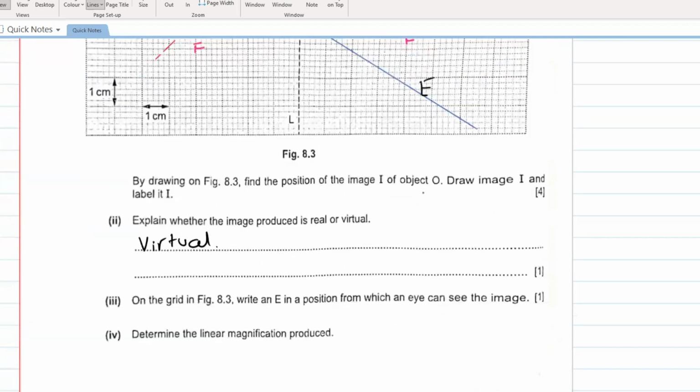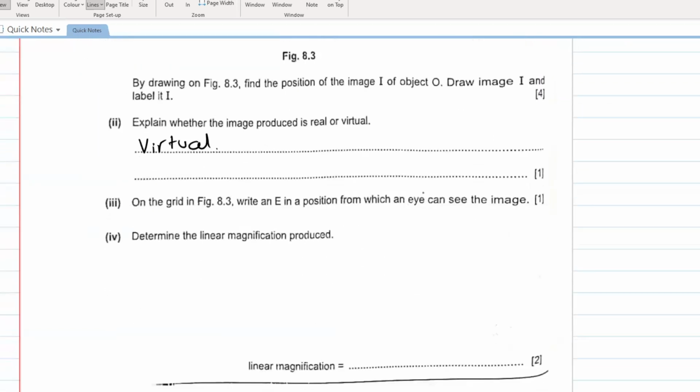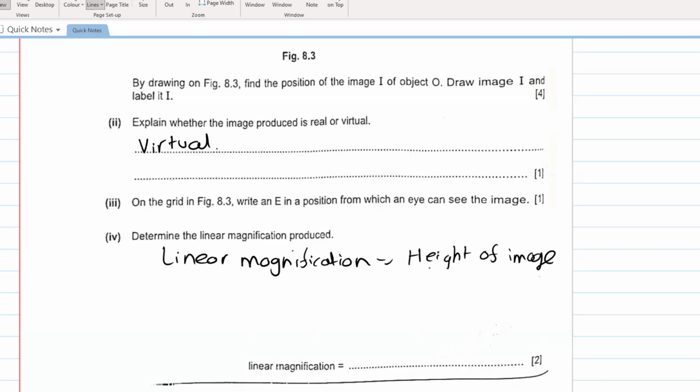Determine the linear magnification produced. Very easy. Determine the linear magnification. What will we do? Linear magnification is equal to what? Linear magnification is equal to the height of the image divided by the height of the object.